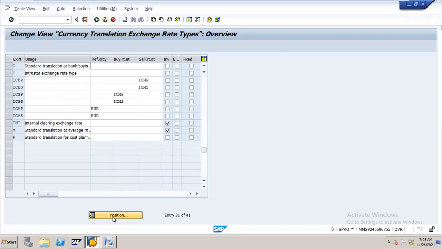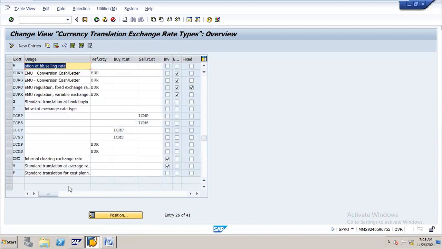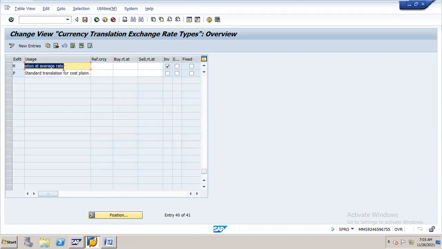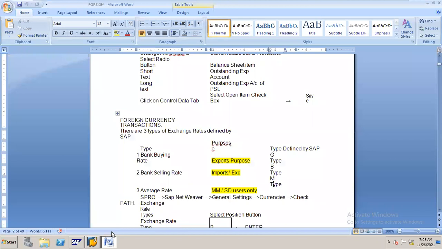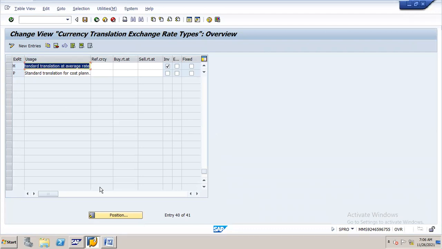Next is B. B means the bank is selling to you, the selling rate. Position M. M is average rate. Normally how do you calculate an average? You add the items and divide by the number of items. In the same way here, average means G plus B by 2. Suppose G is 70 rupees, B is 72, by 2. That is called M rate, the average rate. So GBM is already predefined, and under GBM we have to maintain the rates. I'm not going to do anything here. I just showed that.